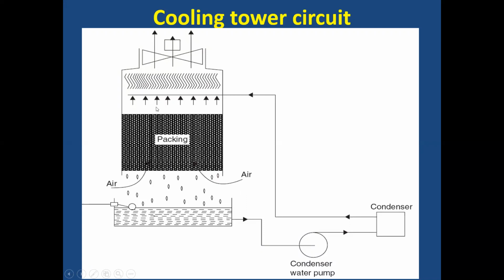counter flow manner. Due to contact with the air, the air takes away the heat from the water. During this taking away of heat, some water also gets evaporated, and the remaining water is collected in the sump. This cold water is again recirculated through the condenser with the help of the condenser pump. So this is a basic generic diagram of the cooling water circuit. This applies especially to the water cooled condenser; it is not required for an air cooled or evaporative condenser.